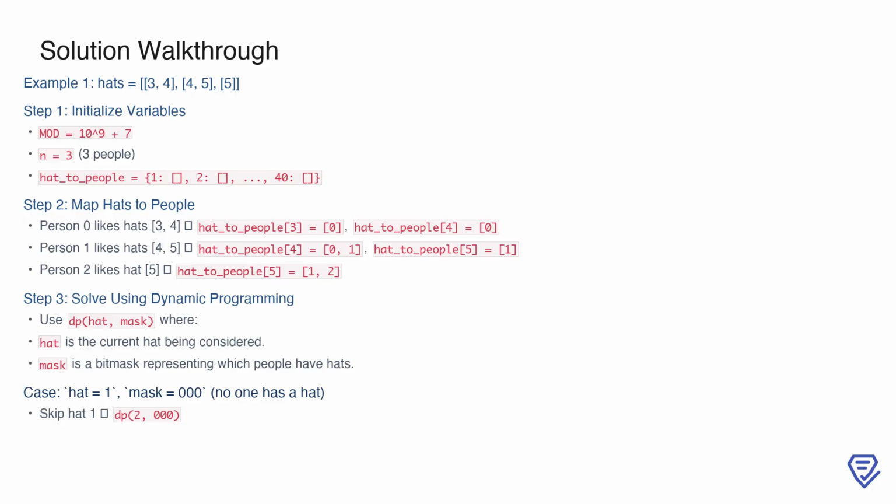Similarly, person 1 likes hats 4 and 5, so hat 4 now maps to 0, 1, and hat 5 maps to 1. Finally, person 2 likes hat 5, so we update hat 5 to map to 1, 2.